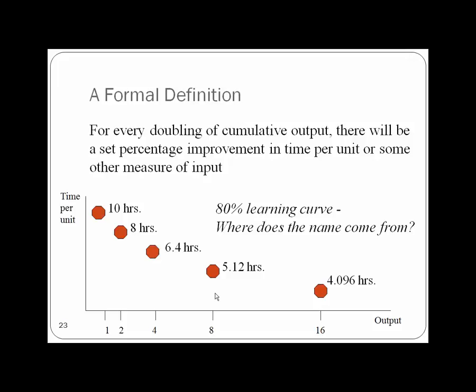Now, if you look at this, what if I said we'd followed a 70% learning curve? Would that mean we're slower at learning or faster at learning? Well, actually, the lower the percentage, the faster the learning. So if we had a 70% learning curve, the first unit would take 10 hours, the second unit would take 7 hours, the fourth unit would take 4.9, etc. So if you really want to insult someone, tell them they're following a 110% learning curve. It would imply they're getting worse over time.